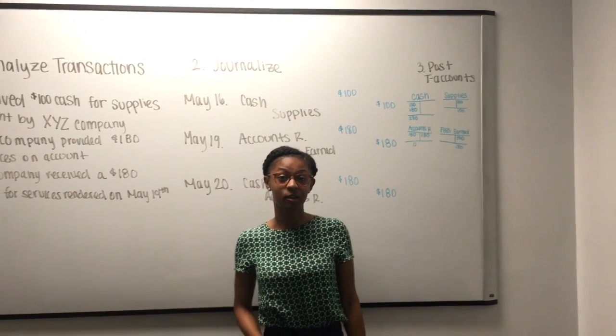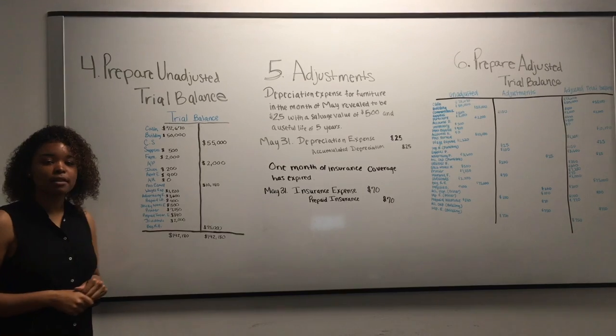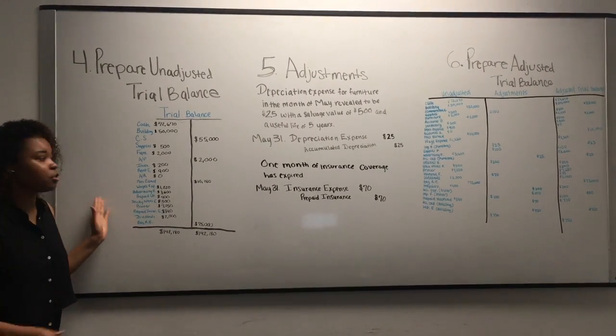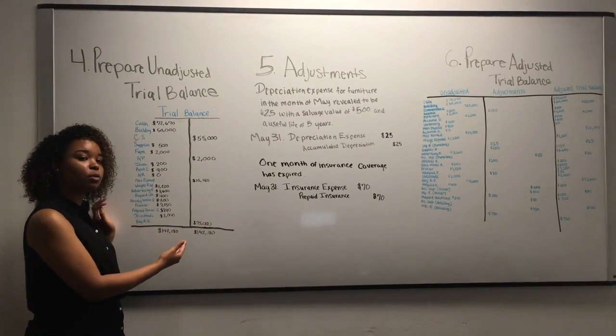The fourth step in the accounting cycle is preparing the unadjusted trial balance. We use the trial balance to ensure that our debit side and our credit side are equal.